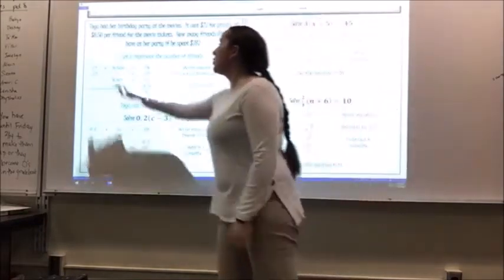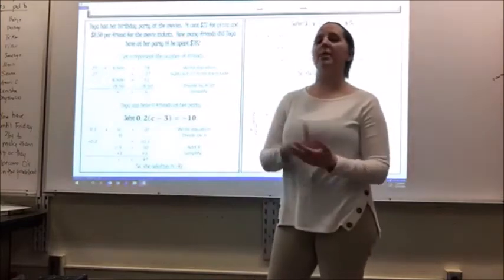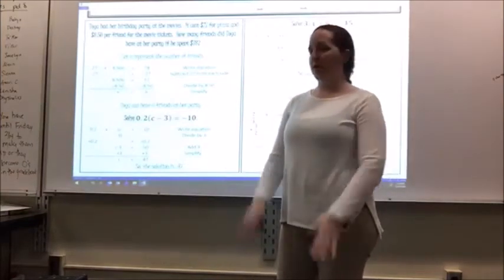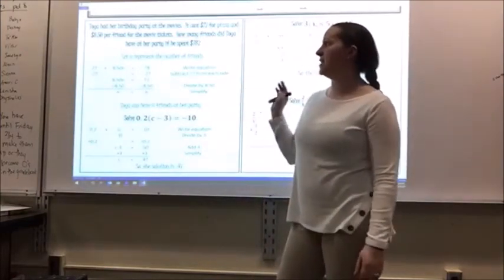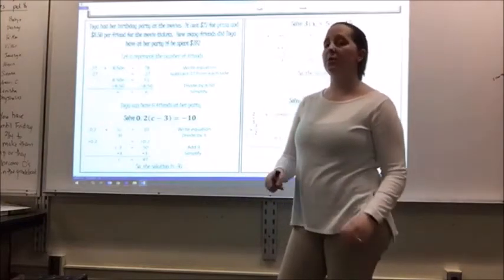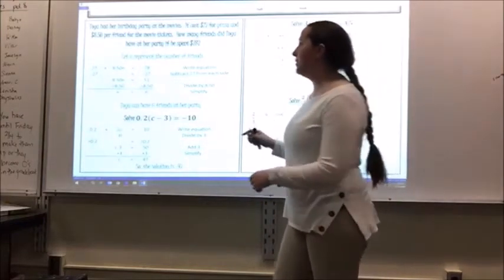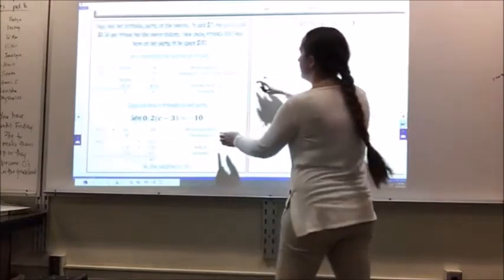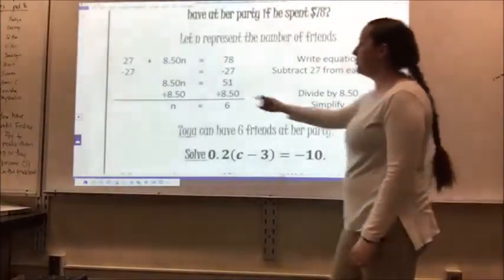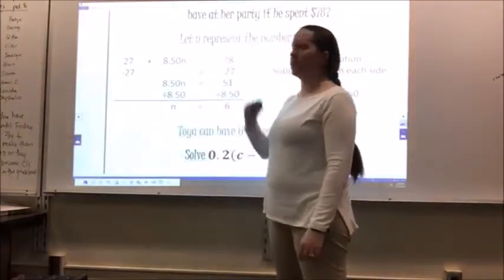Okay? So $27 was the cost of the pizza. That was cut and dry. That's what it was. And then it was $8.50 per friend for the movie ticket. So 27 plus 8.50n. So 27 plus 8.50n equals 78.